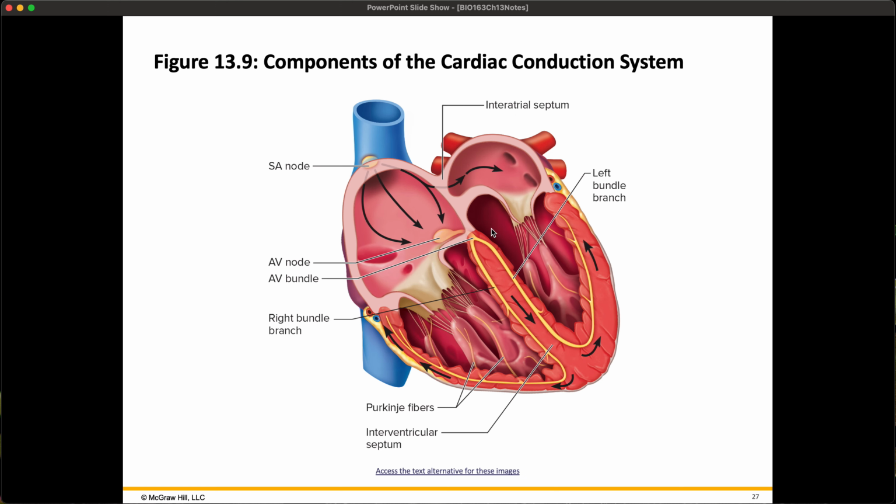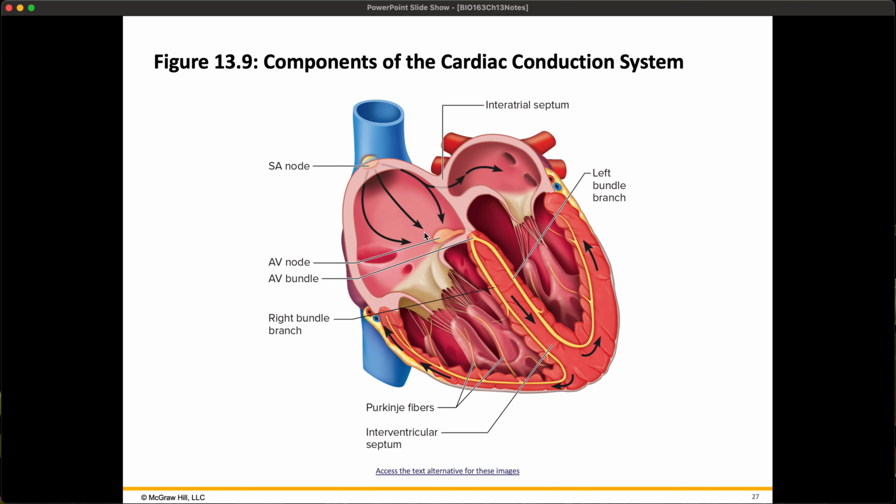I'm going to skip ahead just a little bit. So we're right here. I'm sorry, right up here. We're up here at the SA node. So it starts to send its signal through the atrium because they're functioning syncytially. So the SA node depolarizes and sends a signal to the entire atrium.